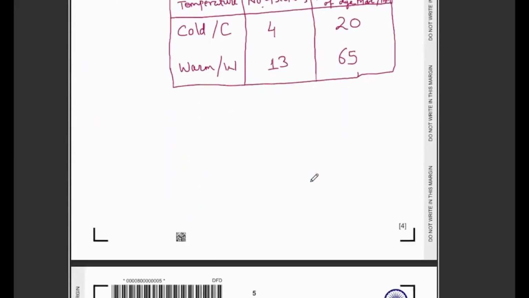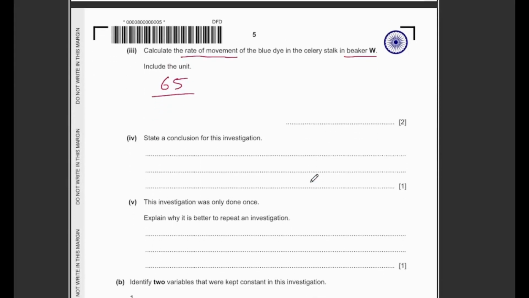So basically what we are going to do here is 65 divided by 10, which gives the answer 6.5. But what unit do we have to mention? This is in mm and this is in minutes, 10 minutes. So the answer is 6.5 mm per minute.